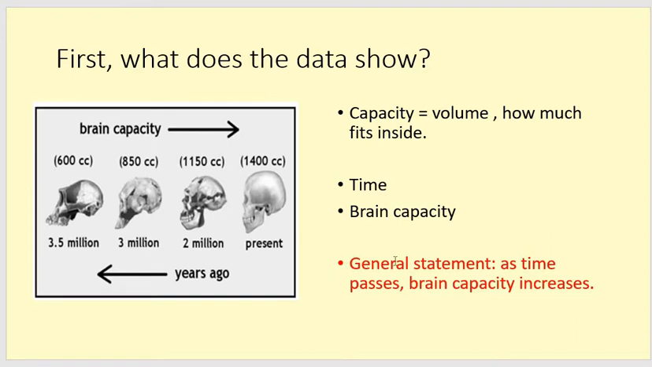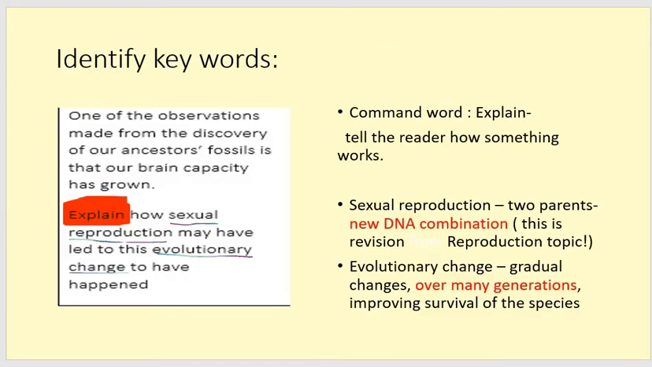So you can make a general idea from this that as time passes, brain capacity increases. And that shows us what we're thinking about. Think about time passing and brain capacity. Now let's look at the keywords section. This is on the left, that's why I've got the border here.